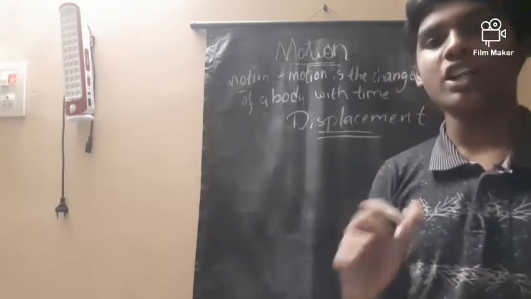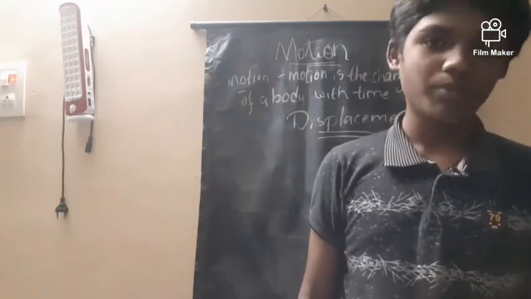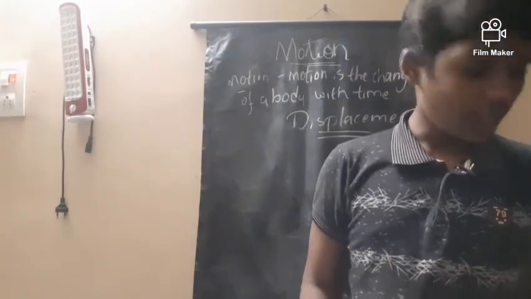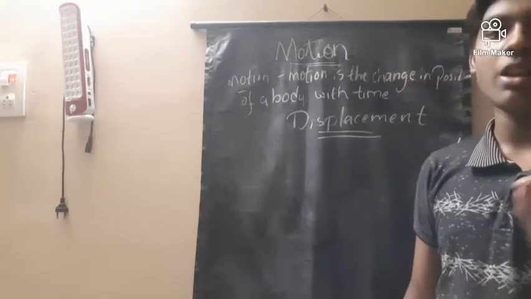So what is now final position? When we spin the ball and it strikes the ground and touches the ground, that position, that point is called final point or final position.